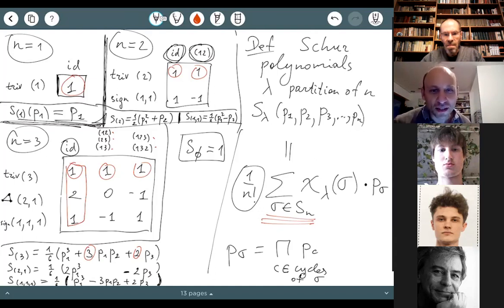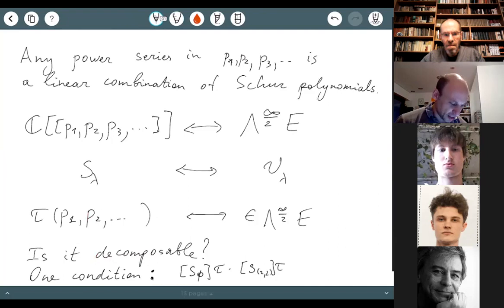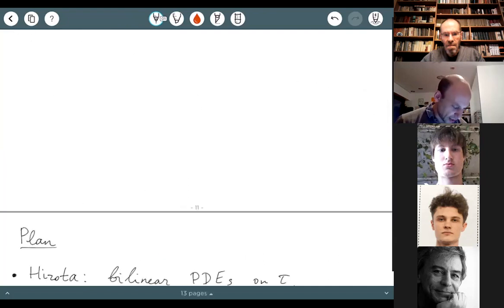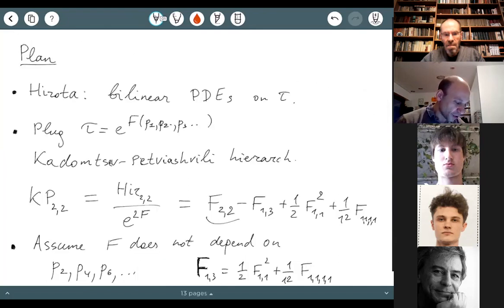So KdV corresponds to, no, this is a good question. So the question is, of course, I was going to tell you, how do you do that in the semi-infinite wedge? What does this reduction correspond to? How do you find solutions that do not depend on half of the variables?